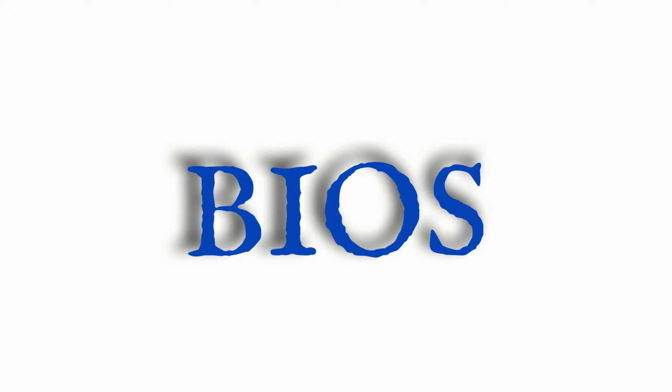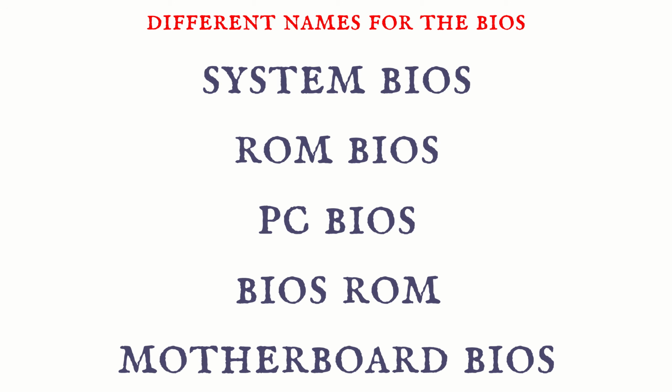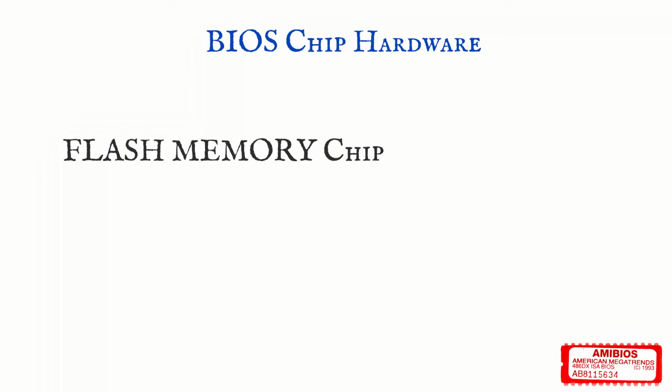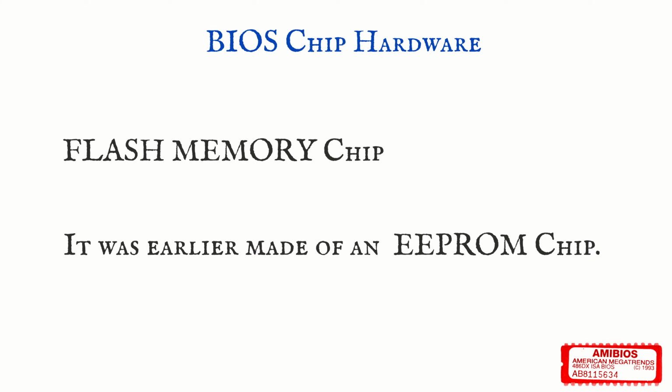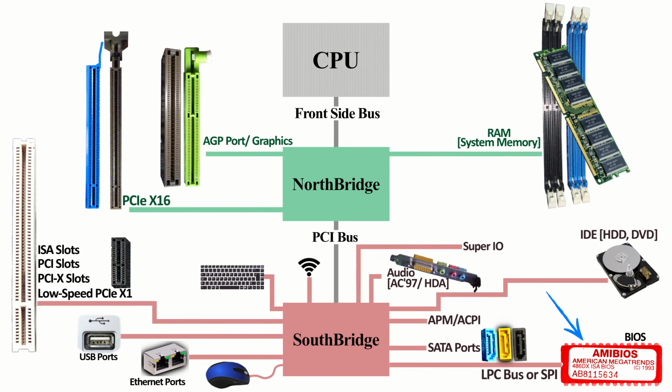The BIOS is also called System BIOS, ROM BIOS, PC BIOS, BIOS ROM, or Motherboard BIOS. The BIOS is a collection of programs stored on a chip. It is a flash memory chip or EEPROM chip on the motherboard that contains a set of programs that perform the most low-level operations. The BIOS chip is usually connected to the south bridge of the chipset.